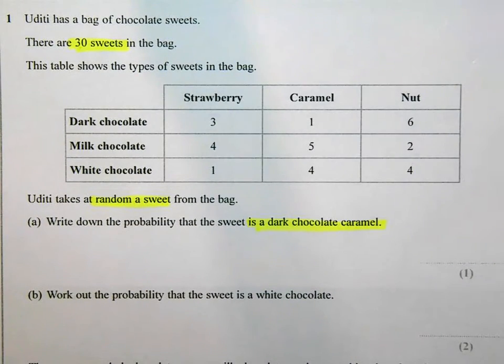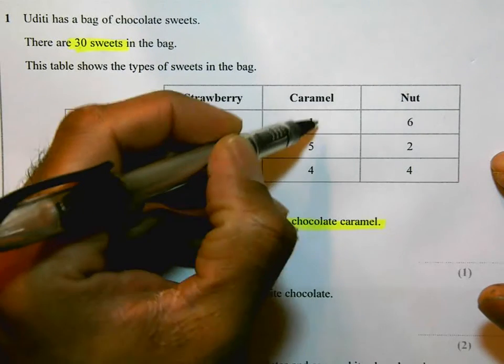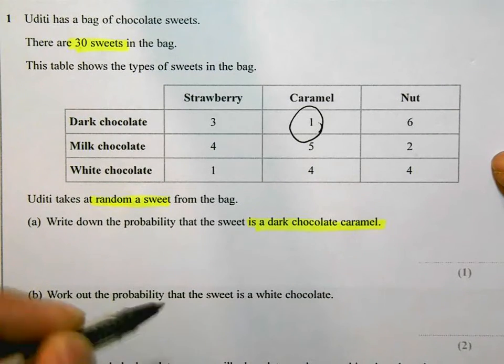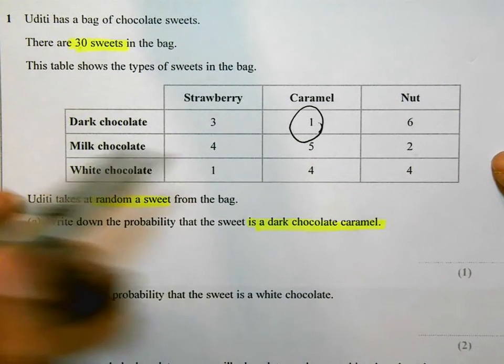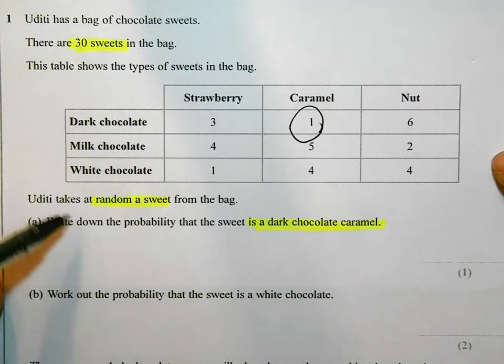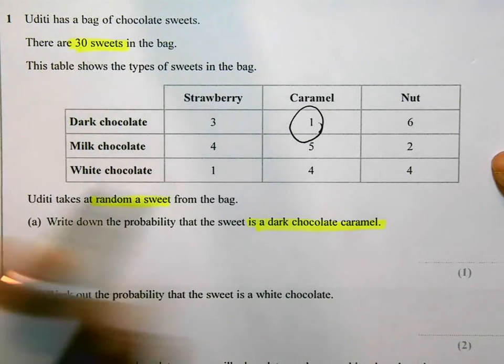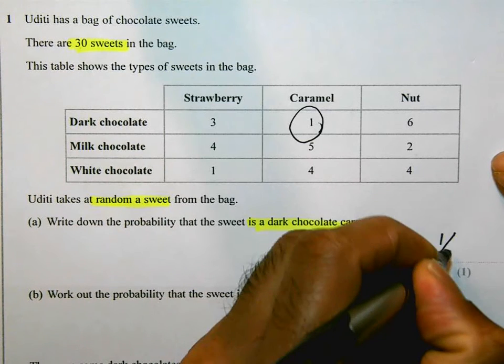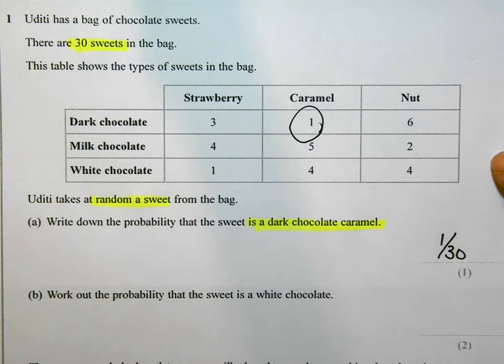So dark chocolate caramel, looking at the table, I can see there's a dark chocolate version of the chocolate and there's a caramel version of that. So there's one dark chocolate caramel. And remember, there are 30 sweets altogether, so the probability of picking a dark chocolate caramel sweet is 1/30. That's straightforward enough.